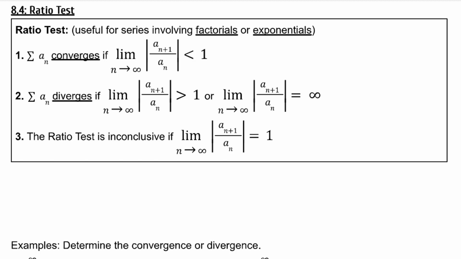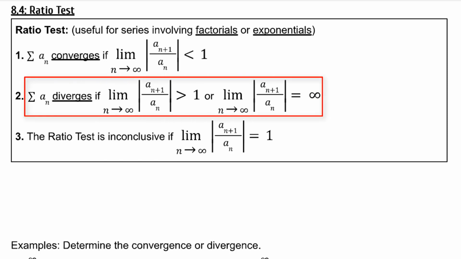The ratio test is useful for series involving factorials or exponentials. The series a sub n converges if the limit of the absolute value of the next term divided by the term before is less than 1. The sum diverges if that ratio is greater than 1, or if that ratio is infinity.